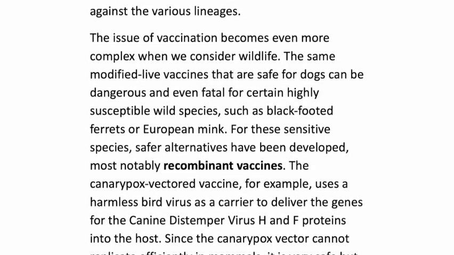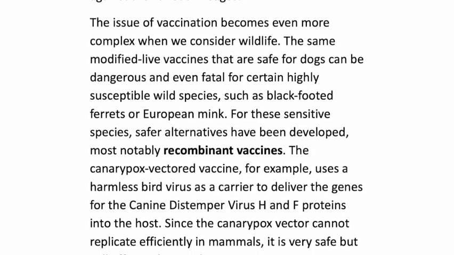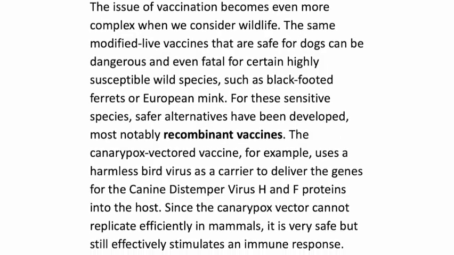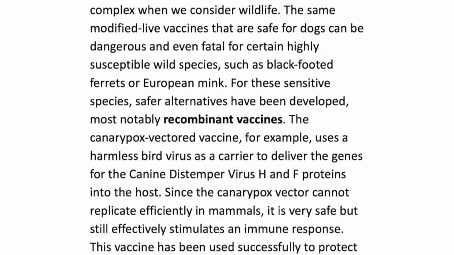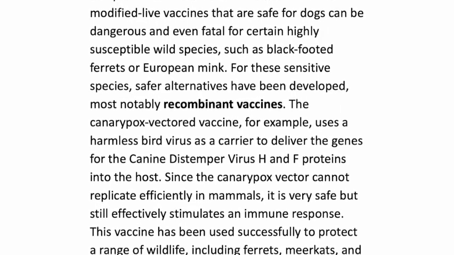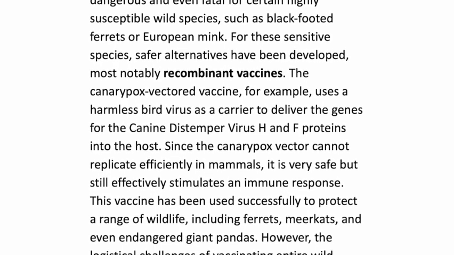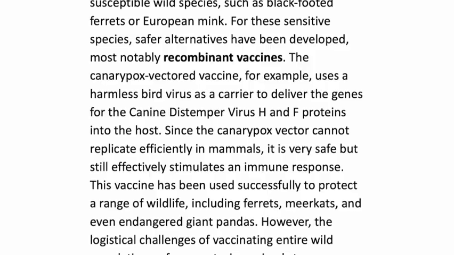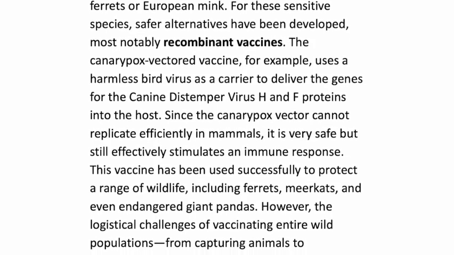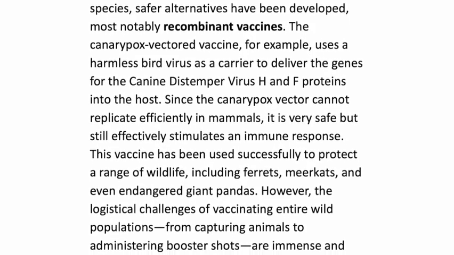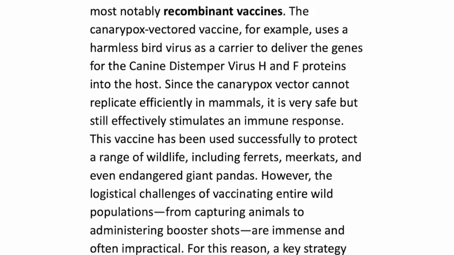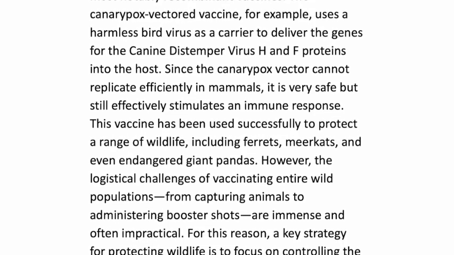The canarypox vector vaccine, for example, uses a harmless bird virus as a carrier to deliver the genes for the canine distemper virus H and F proteins into the host. Since the canarypox vector cannot replicate efficiently in mammals, it is very safe but still effectively stimulates an immune response. This vaccine has been used successfully to protect a range of wildlife, including ferrets, meerkats, and even endangered giant pandas.